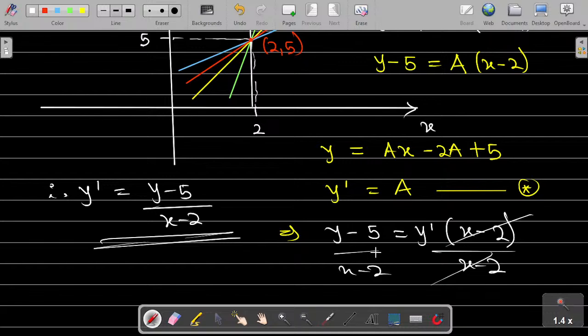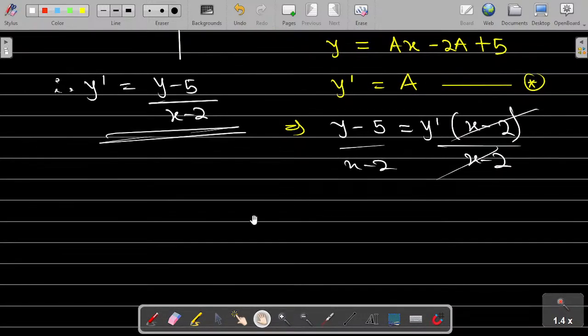Remember, you can as well stop here. You can just put it here and leave it this way. Or even from here now, you can open the bracket. For instance, see what I'm saying. I could choose to do y minus 5 is equal to xy prime, then minus 2y prime, and then I can arrange everything to one side. Instead of opening this bracket, let's leave it together. That's x minus 2 y prime.